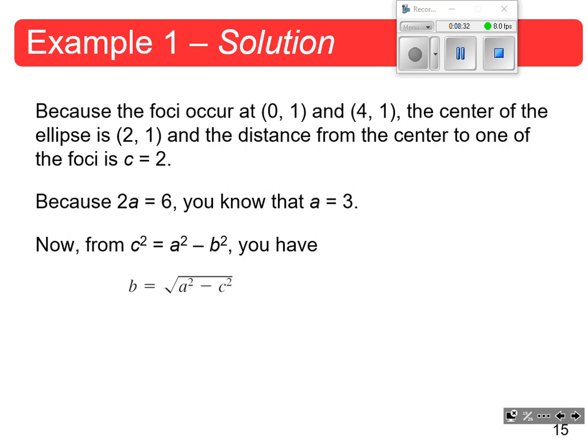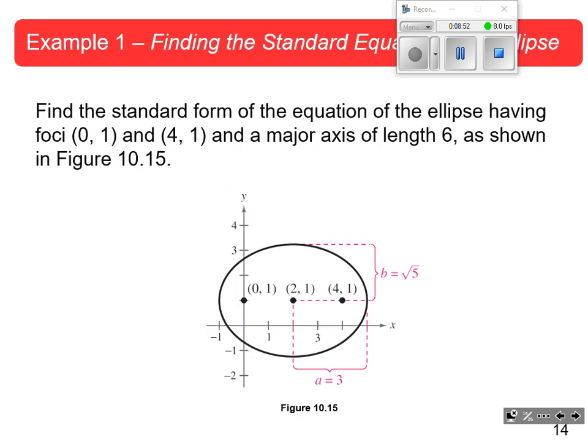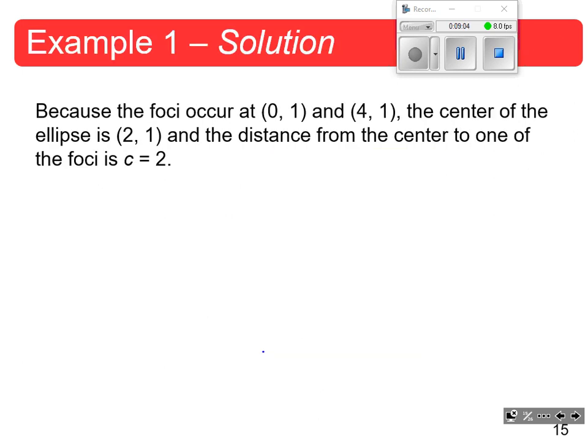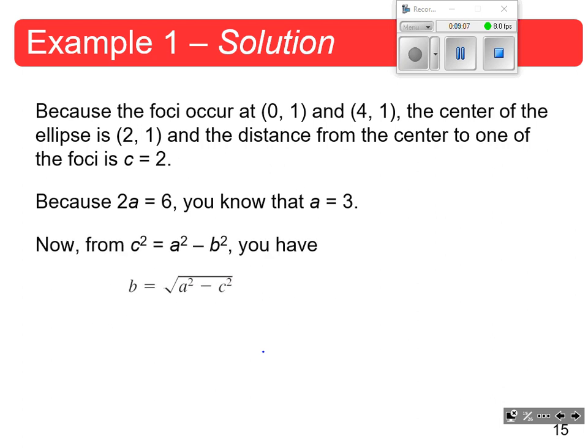So the main part here is the fact that 2A is equal to 6. They gave us the length of the major axis. The major axis is 6, so we divide it by 2 to get 3. That's how we get the value of A. So that's how we got A equal to 3.